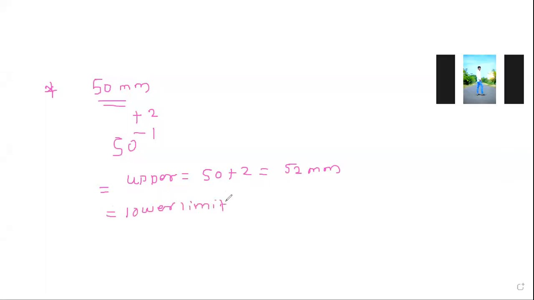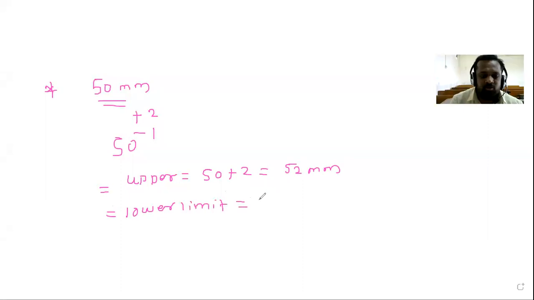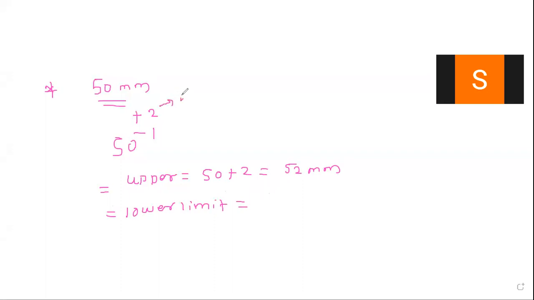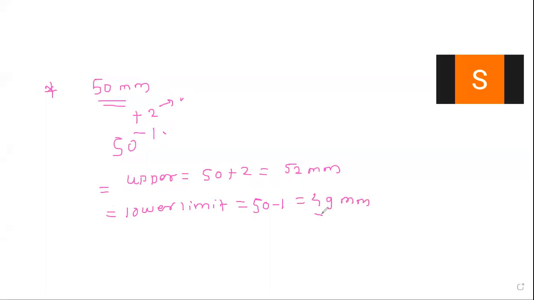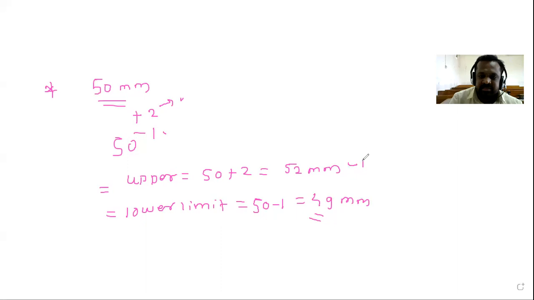What is meant by the lower limit? Lower limit is nothing but the minimum permissible size. See, this is the maximum permissible size and this is the minimum. Then tell me how it is calculated. 50 minus 1, so it is 49 mm. Okay, it is correct. Understood? The upper limit means the maximum extreme permissible size, and this is the minimum permissible size.